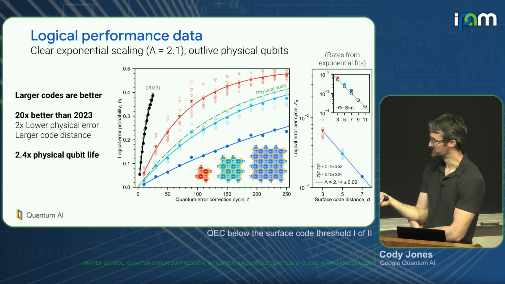Just for general interest, we showed what would be the performance of a bare physical qubit. So the distance 5 codes are on average slightly outperforming the average physical qubit.